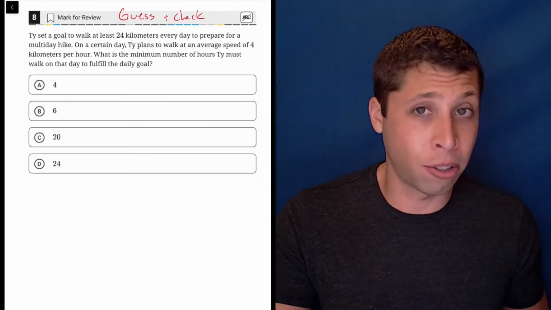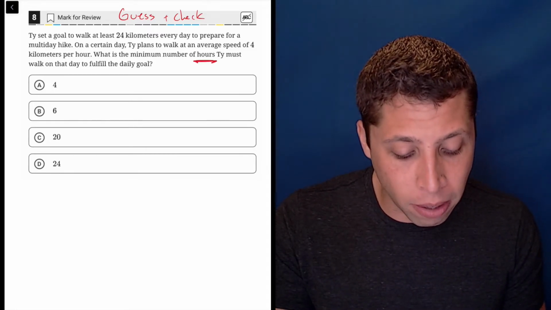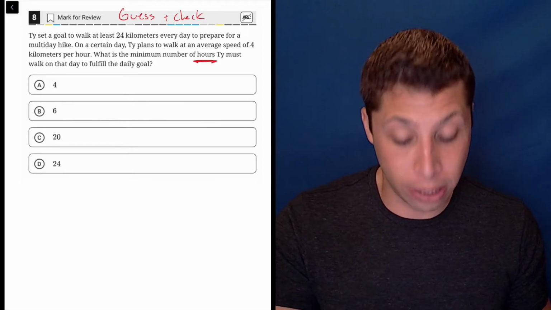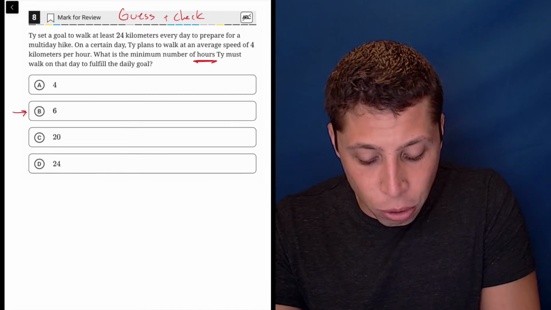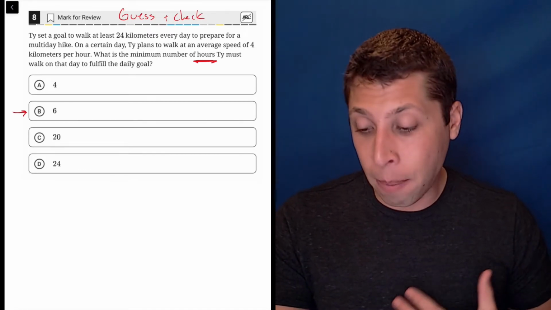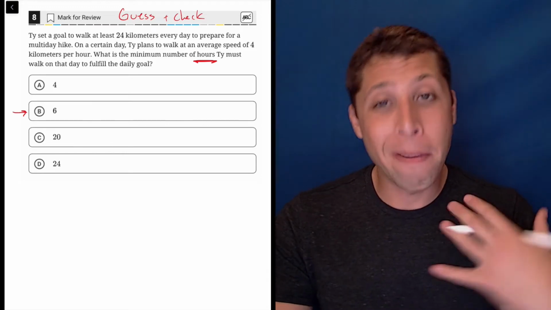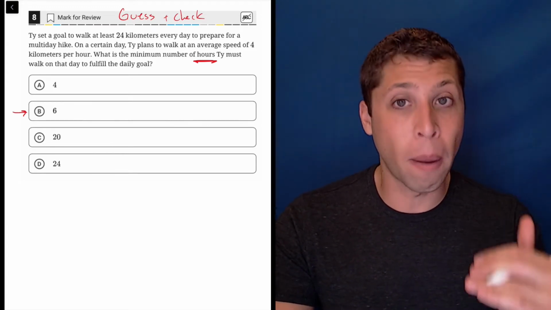So what are the answer choices? If we're going to guess and check, we better know what they are. What is the minimum number of hours Ty must walk on that day to fulfill the daily goal? So these are numbers of hours. Typically, when I guess and check, I assume that choice B is correct. There's two reasons for that. One is I just don't like C because that's what everyone else is picking. And I do like B because it's in the middle. So if I'm wrong, I can kind of move up or down.